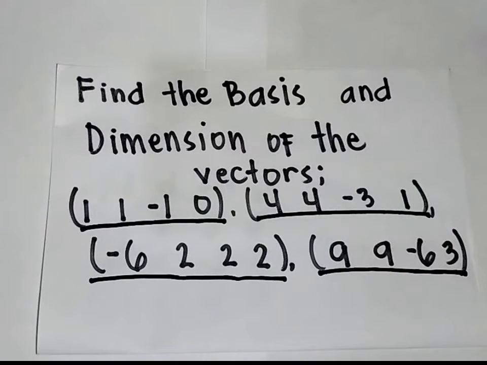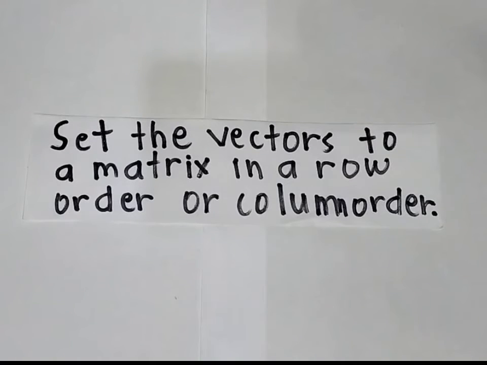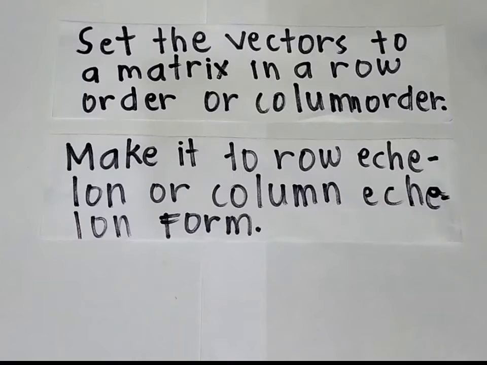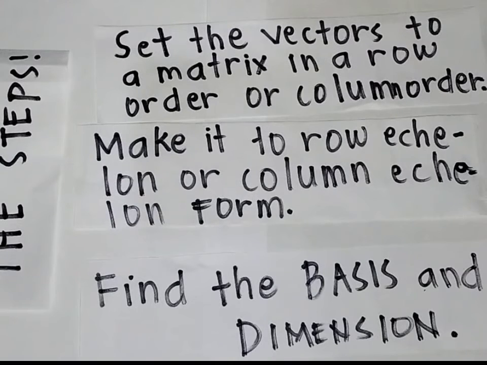So, there are 3 steps for us to get the basis and dimension of that example or problem. First is to set the vectors to a matrix in a row order or column order. Second is to make it to row echelon or column echelon form. Lastly is to find the basis and dimension. Those are the 3 steps for us to solve. Okay?